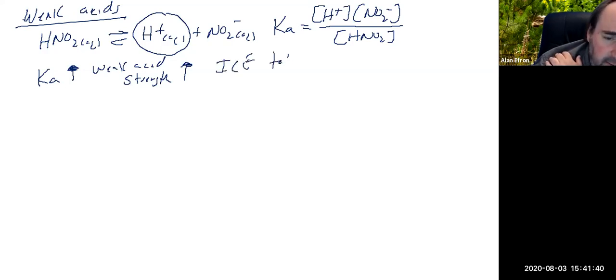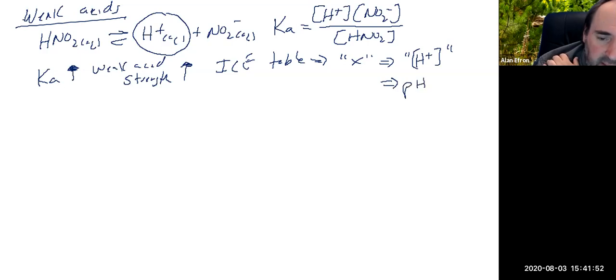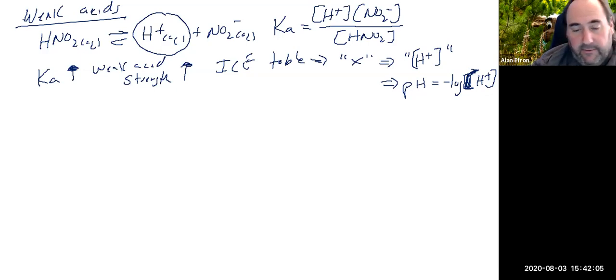The major difference on this ICE table is not much, other than when you solve for X, that will equal your H plus concentration. And then you could go into the pH equation typically on a problem like this. So that's the major slight difference between the previous chapter and this chapter in terms of concentration. Last chapter, chapter 13, we're interested usually in just everybody's concentration at equilibrium. Here we most likely would be more interested in the H plus concentration to get to the pH.